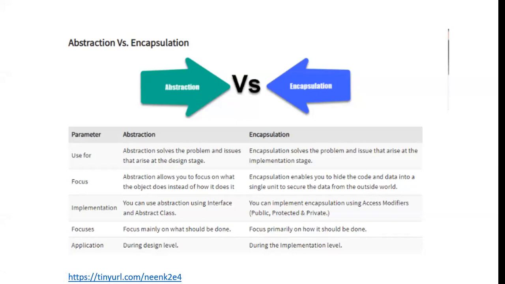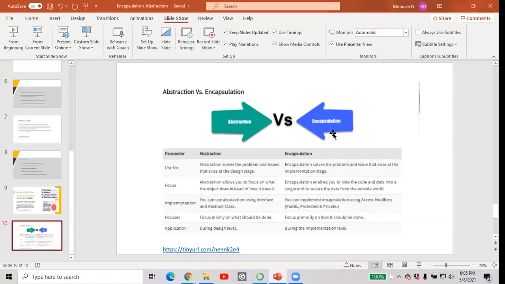How about the implementation? You can implement abstraction using interfaces and abstract classes, while you can implement encapsulation using access modifiers, which are public that we went through, protected and private. And then abstraction focuses mainly on what should be done. Encapsulation is how it should be done. And then application, this is at the design level, and then this is the implementation level. And I've included a link here that you can go and read further. And that brings me to the end of my presentation.